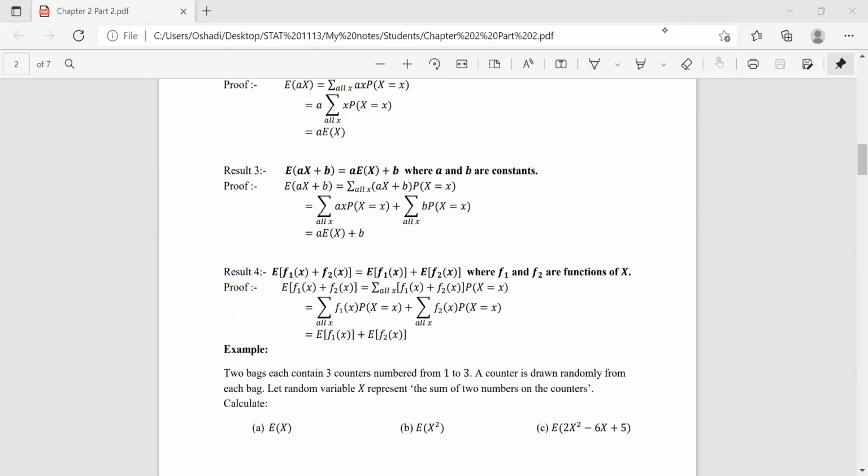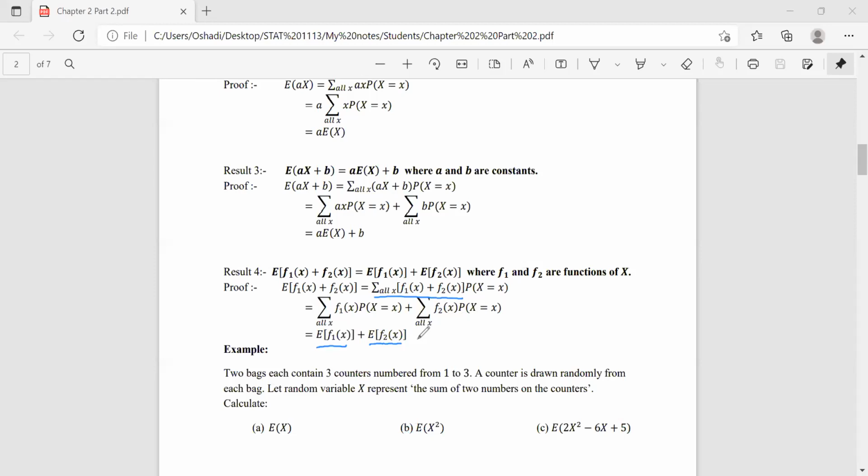Okay, then the final result. If f1 and f2 are functions of the random variable x, then the expected value of the summation of two functions can be written as the separate expected values of the two functions, E[f1(x)] and E[f2(x)]. We can prove that also. For all x, we can write here instead of x, f1(x) plus f2(x) into P(x), and we can break it into two parts as f1(x)P(x) and f2(x)P(x). So the summation of f1(x)P(x) is the expected value of function f1, and the summation of f2(x)P(x) is the expected value of function f2. So those are the results we obtain using the expected value.